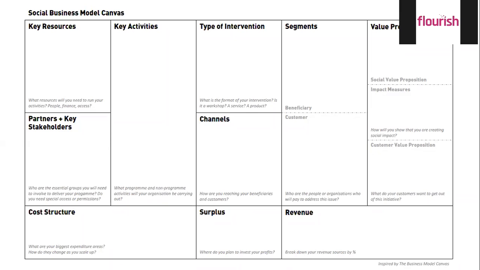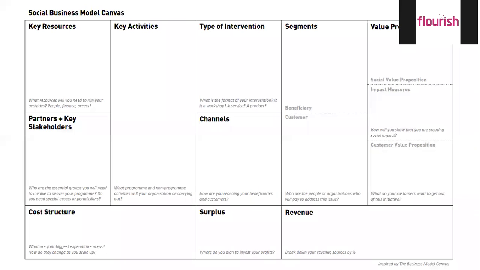Jumping back to some other moving parts, the channels bit is really all about marketing and reaching your audience, and what methods you are using or planning to use to reach your audience. So you might see in a funding bid, how are you going to reach the people that you say you're going to reach? How will you engage diverse groups or whatever it might be?